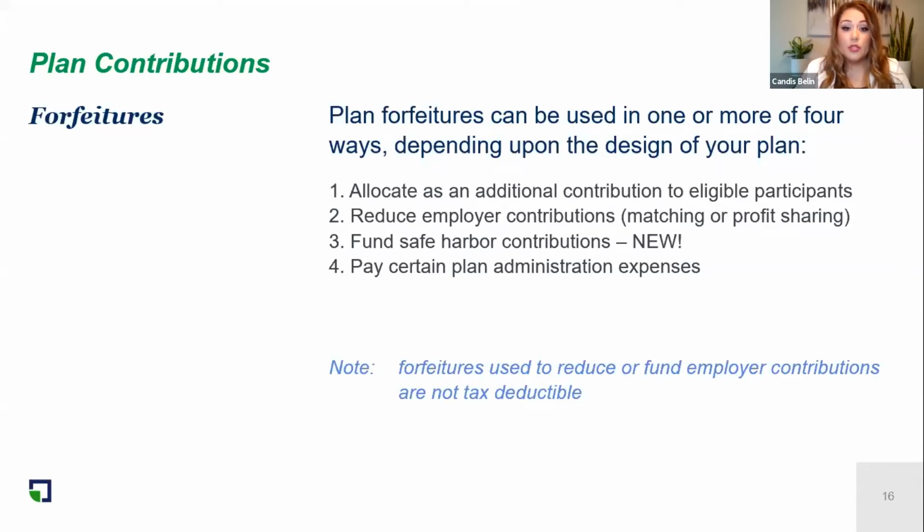Just know in that situation, for number 1, number 2, and number 3, you're not able to take those forfeitures as a deduction because they had already been used as a deduction in the past. Funding the safe harbor, I should mention, is a new feature. Before it was just reducing discretionary matching and profit sharing. Lastly, probably the most commonly used is to pay certain plan administration expenses.